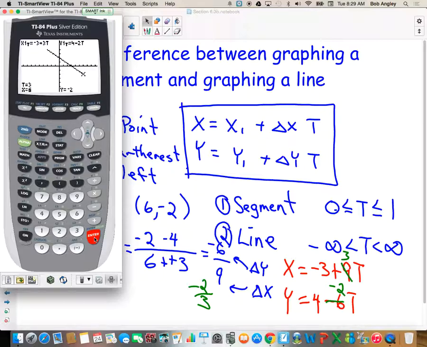Okay, now last point. Go to window one more time. If we want to graph a line on our paper and make it look like a line, generally speaking, you want to go negative 10 to 10 for the t, and that usually will take the graph all the way across your paper. All right?